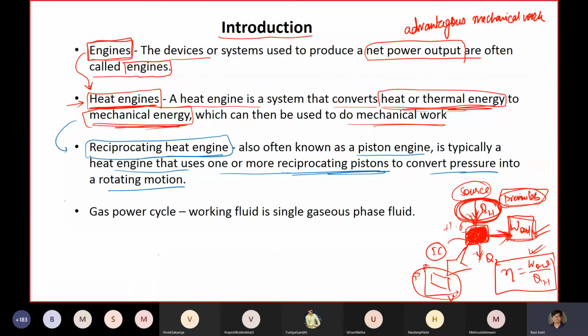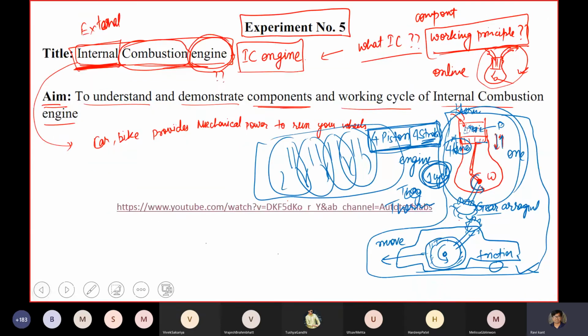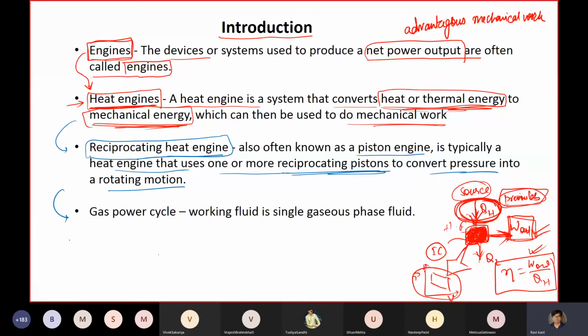One more thing, a key point to remember is that this whole process we have talked about here has a single working fluid, and its phase is not changing. Phase is not changing. If the air is in gaseous phase, it always remained in gaseous phase.